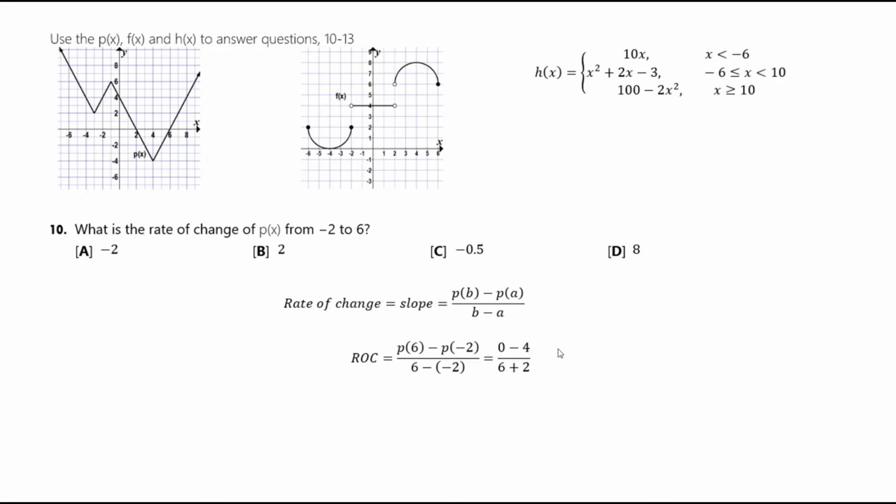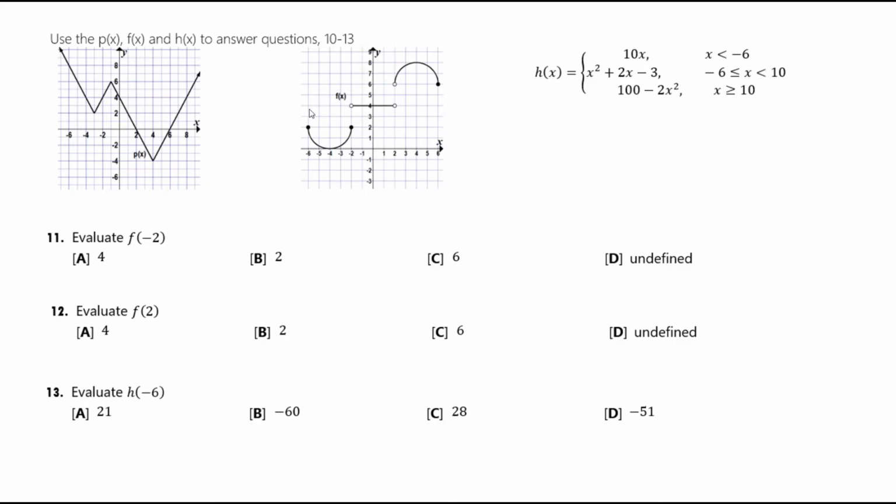So we got 0 minus 4. Remember, if you have 2 negatives, that becomes a positive, so you have 6 plus 2. Now we go ahead and subtract, so 0 minus 4 is -4, 6 plus 2 is 8, and this reduces to -1/2. Therefore, the answer is C, -0.5.